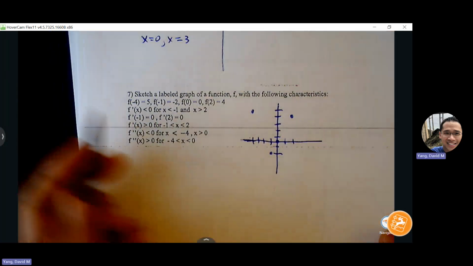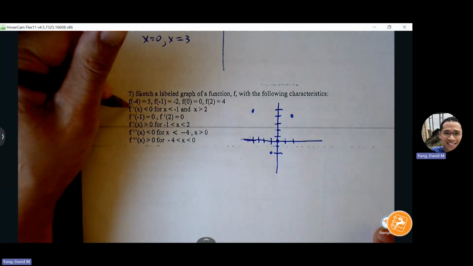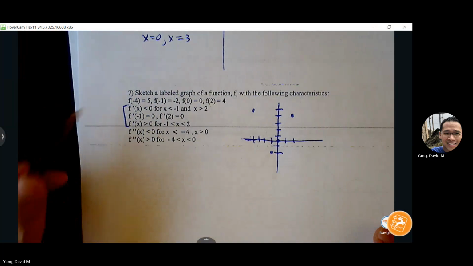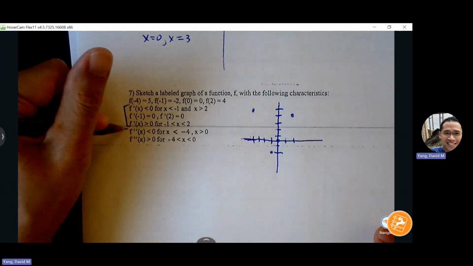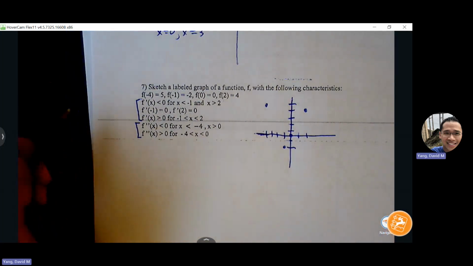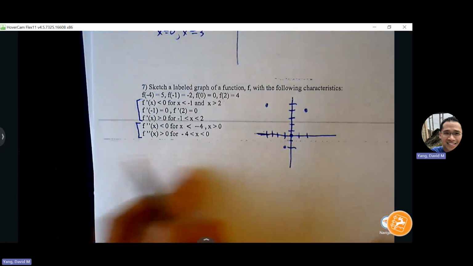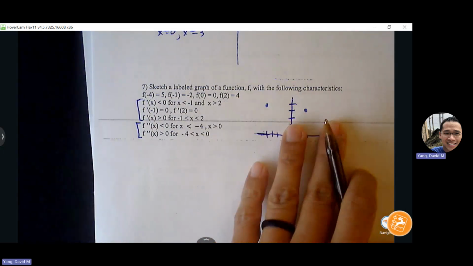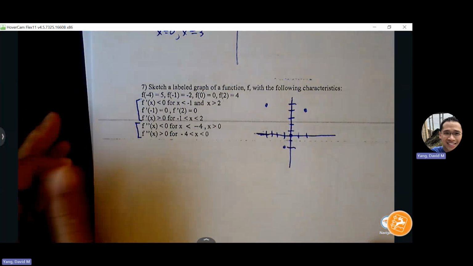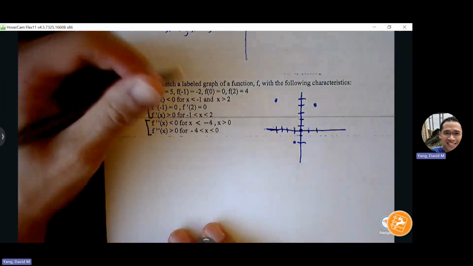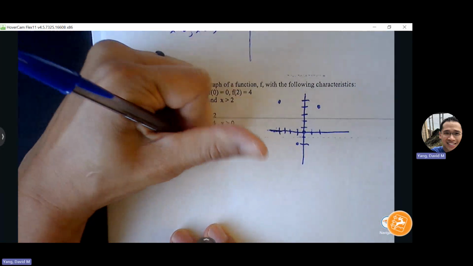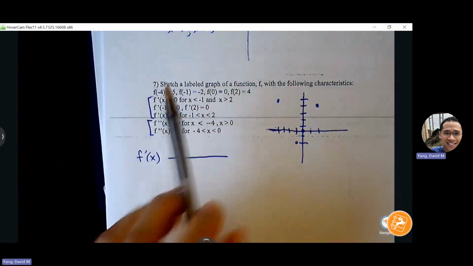Okay, so we have a bunch of statements that we can use to help us fill out our F prime sine line. And we also have some statements about the second derivative, which we can fill out on the second derivative sine line. If we can fill out those sine lines, it helps us visualize how the graph is going to look before we actually just jump into it. So I think it's a nice bridge before we get into sketching the graph.